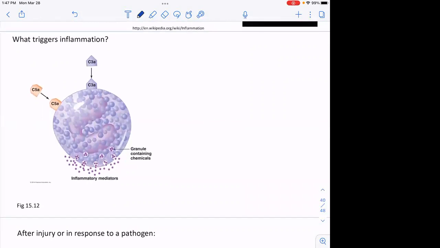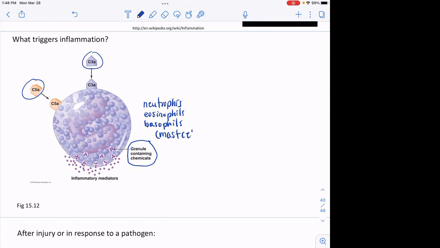This is why I wanted to talk about complement first. But remember those complement fragments, C3a and C5a. We said that the a's you could think of as allergy. They're increasing inflammation, increasing chemotaxis. Well, those a fragments actually bind to a cell that has granules. So remember our granulocytes, neutrophils, eosinophils, and basophils. And one that we didn't talk about, I'll just put in parentheses here, mast cells.